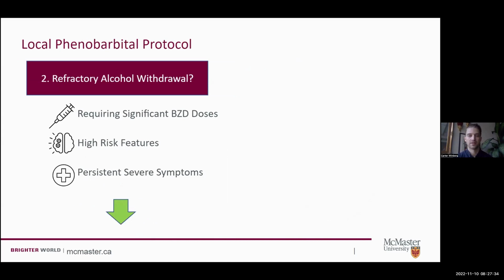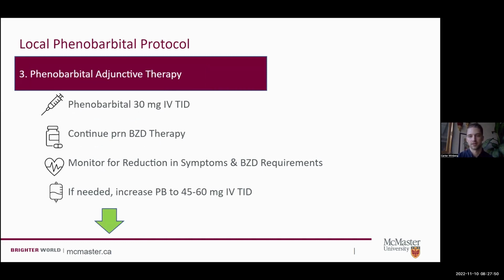Then the one example that's probably most commonly being used here in Hamilton by our addictions team is refractory alcohol withdrawal, where this person has been requiring significant doses of benzodiazepines, has high risk features and persistent and severe symptoms. You can then consider using phenobarbital as adjunctive therapy. Practically speaking, this would be phenobarbital 30 IV TID, continuing on with your PRN benzodiazepine use as you normally would treat alcohol withdrawal. And then you should see reduction in symptoms and reduction in your benzodiazepine requirements. There is room to increase this phenobarbital dose, as you can see in the bottom of the slide.